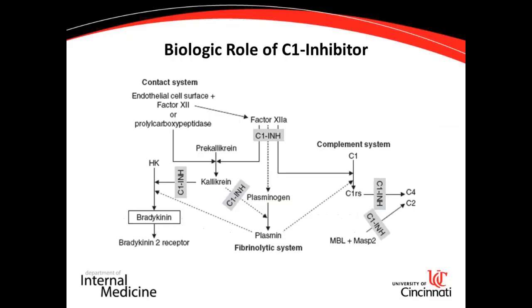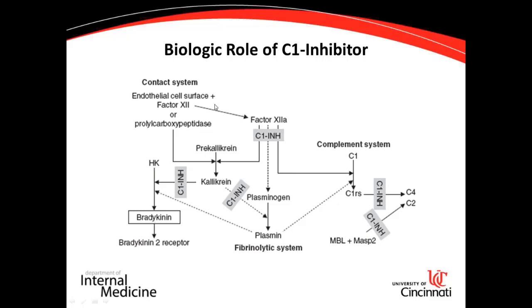C1 inhibitor is a very important regulator of a number of different pathways, including the complement system, which is an innate immune system that protects us against infection and other autoimmune disorders. It also is important in regulating clotting, in the fibrinolytic pathway. But really where the action is, is in the contact system, where it regulates the breakdown of high molecular weight kininogen to form bradykinin.